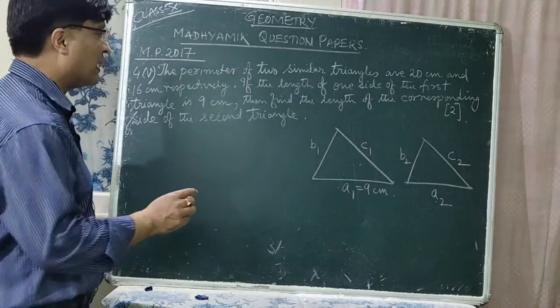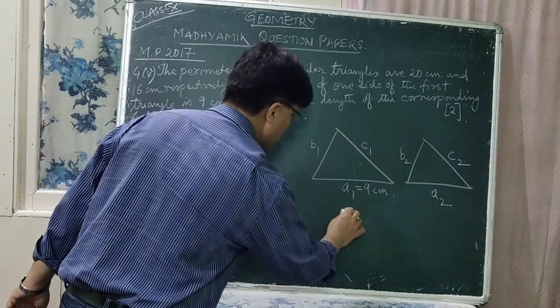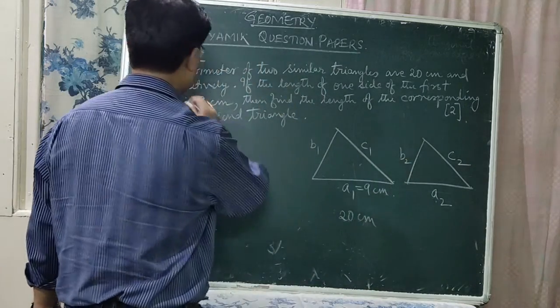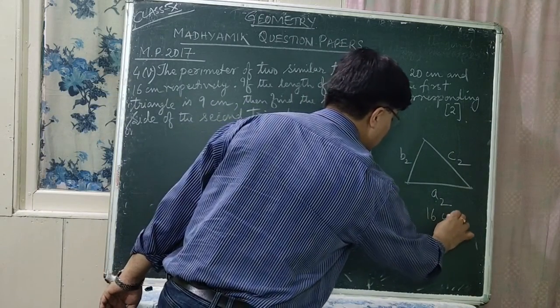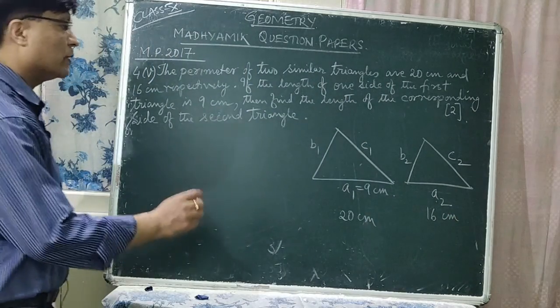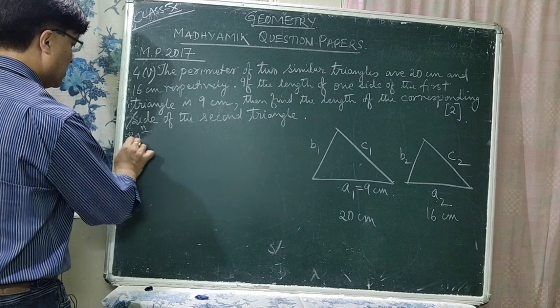It is also given that the perimeter of the first triangle is 20 centimeter, and the perimeter of the second triangle is 16 centimeter. Is that clear? So now this is the solution.